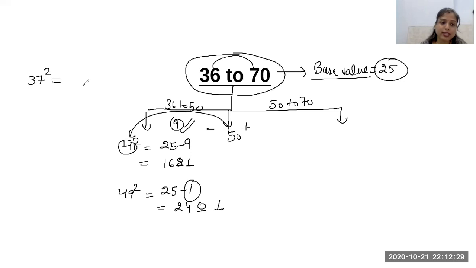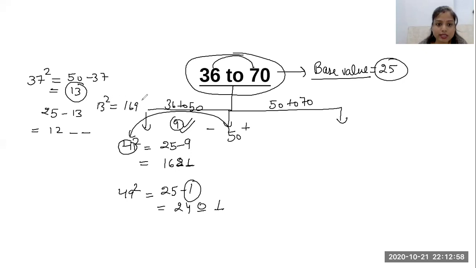Let's take an example, that is 37. You can take 36, you can take 39, whatever you want, guys. You are free. Okay, it's a calculation, no rocket science. First of all, we have to take how much it is less than 50, that is 13. So what is the second step? 25 minus 13, that is 12. Then we place two digits of the square of 13. But the square of 13 is 169, a three-digit number.